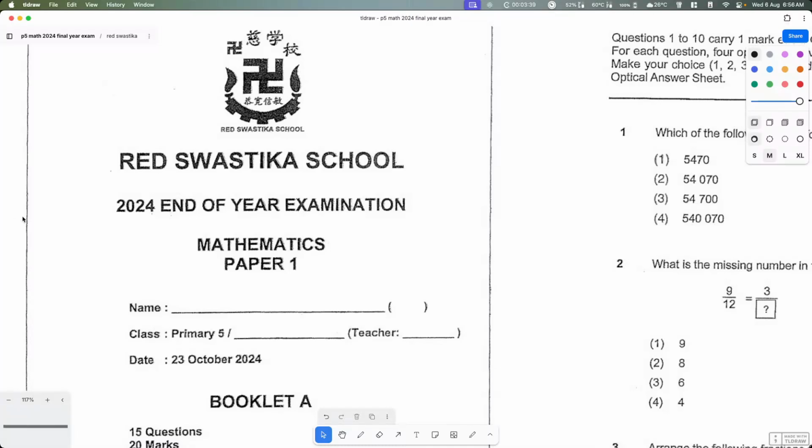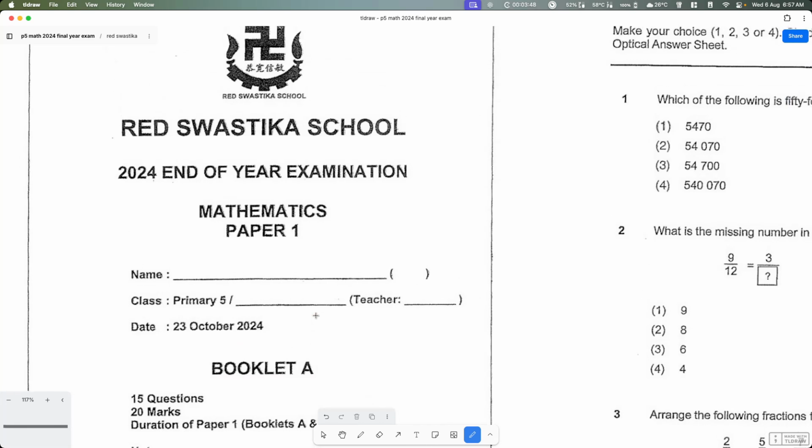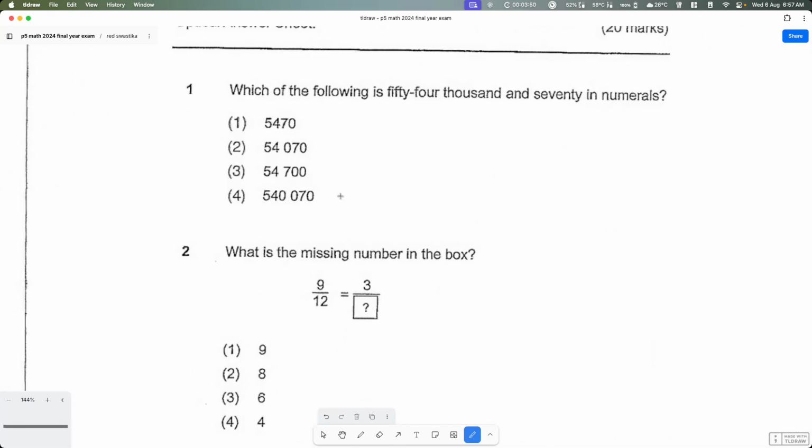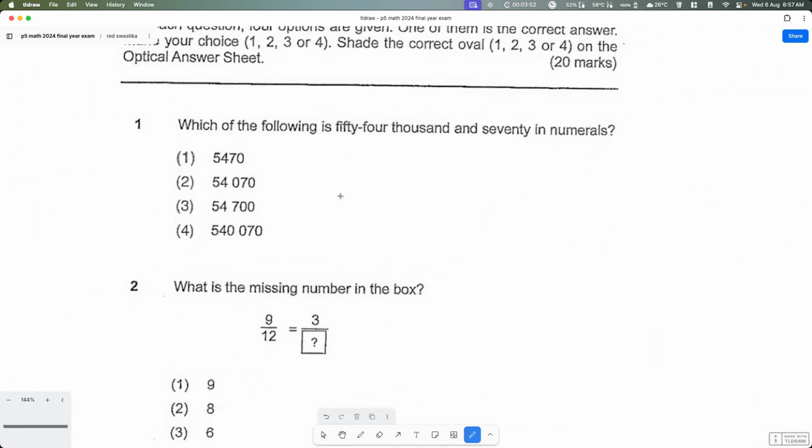In this video, we're going to go through the Rate Swastika School 2024 end of year examination, Mathematics Paper 1, Booklet A. So let's get started on the first question. Which of the following is 54,070? So we're going to write down 54,000 and then we also have 70 over here.